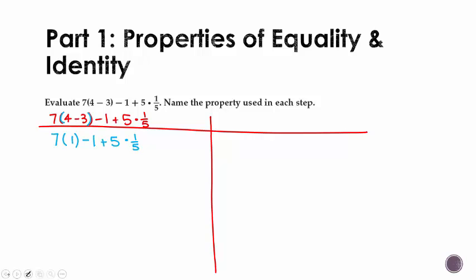Think back to all of our properties that we used here. In this case, all we did was substitute. I know that 4 minus 3 equals 1, and I replaced it. So substitution.